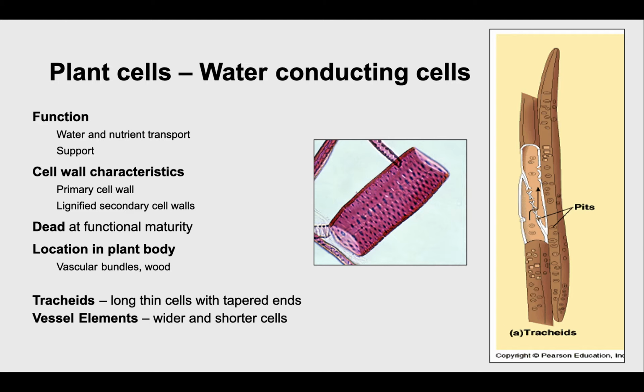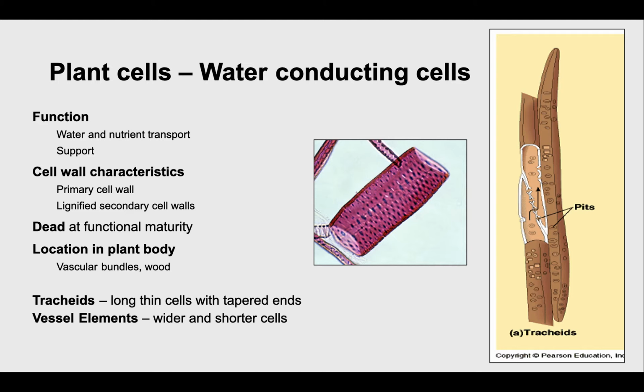They have a primary cell wall and also a lignified secondary cell wall. So very stiff, very thick secondary cell wall, though not as thick as sclerenchyma. These cells are also dead at functional maturity. So when they are transporting water, these cells are no longer living. We're going to find these in vascular tissues, so think of those vascular bundles that we saw. They can also be found in wood. The woody part, the log you might burn in the fire, is all dead water conducting cells, typically cells that are no longer being used to conduct water.